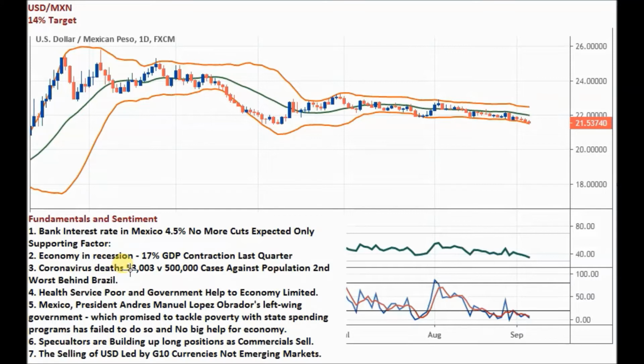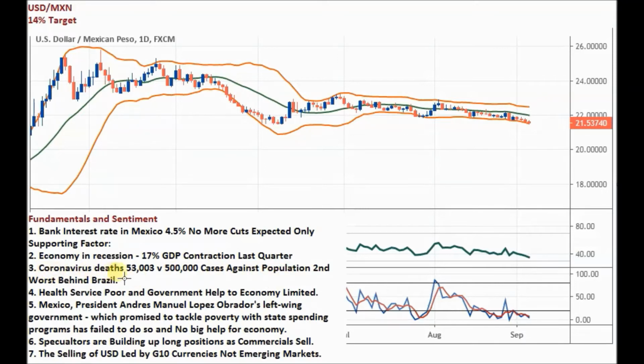It was before the pandemic. Last GDP, a 17% contraction. All nations have big contractions, but that's a severe one for Mexico against other nations. And you ought to keep in mind it's an export-led nation. It's not going to recover quickly.